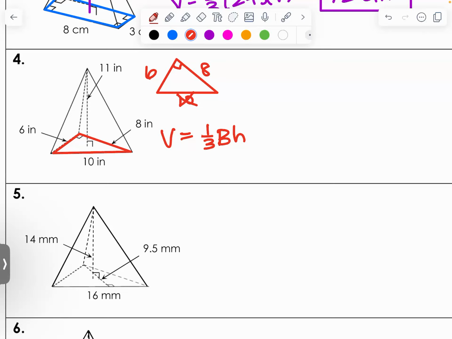1/2 times base times height. Okay, so if the area of a triangle is 1/2 base times height, then to find the area of this base, we're gonna take 1/2 times 6 times 8. The answer is 24. Then when we divide it by 2, we get 12.